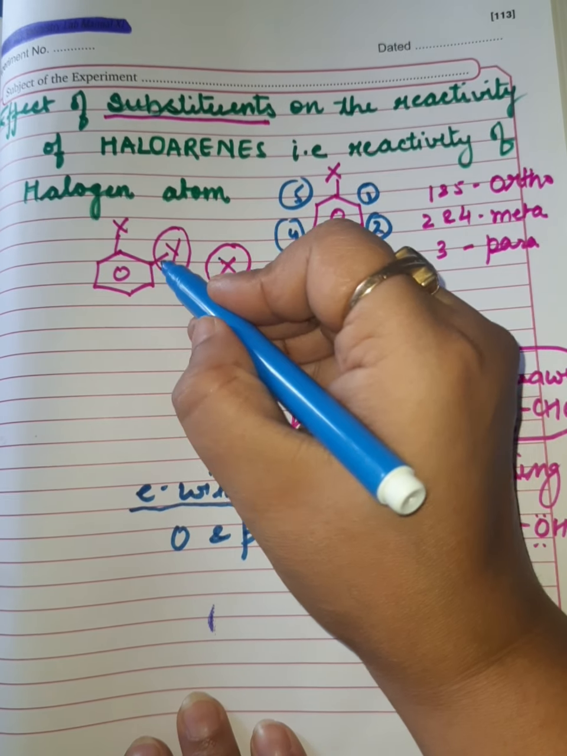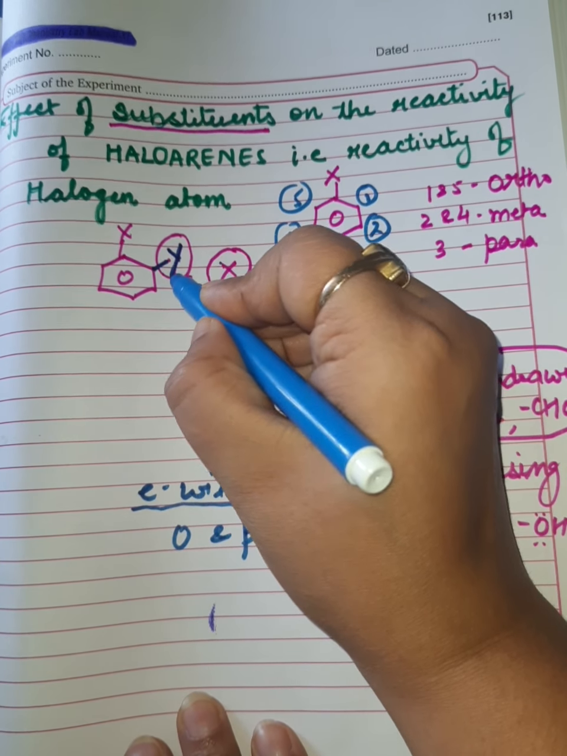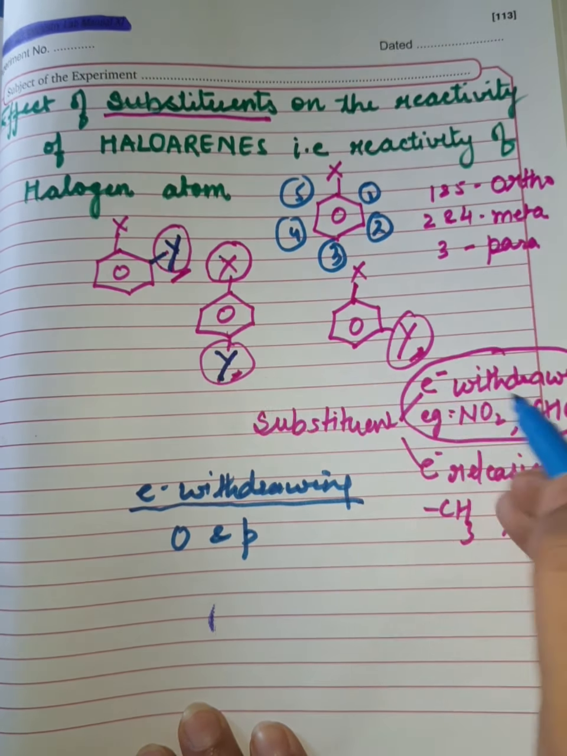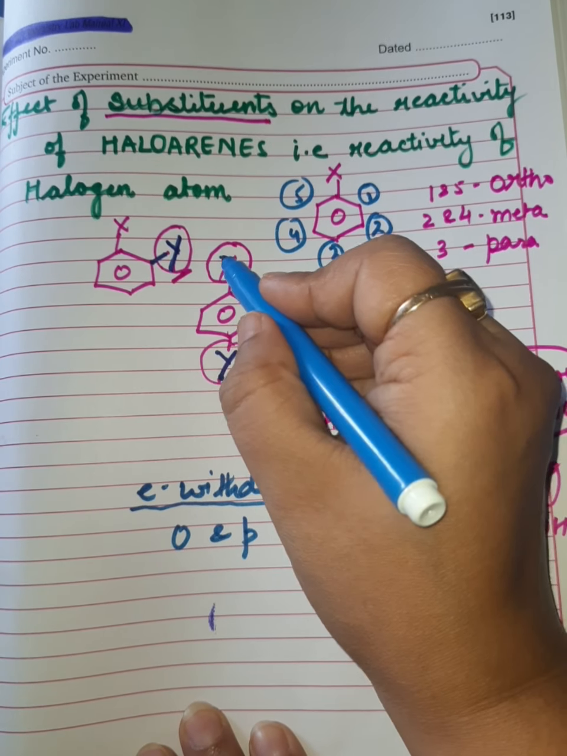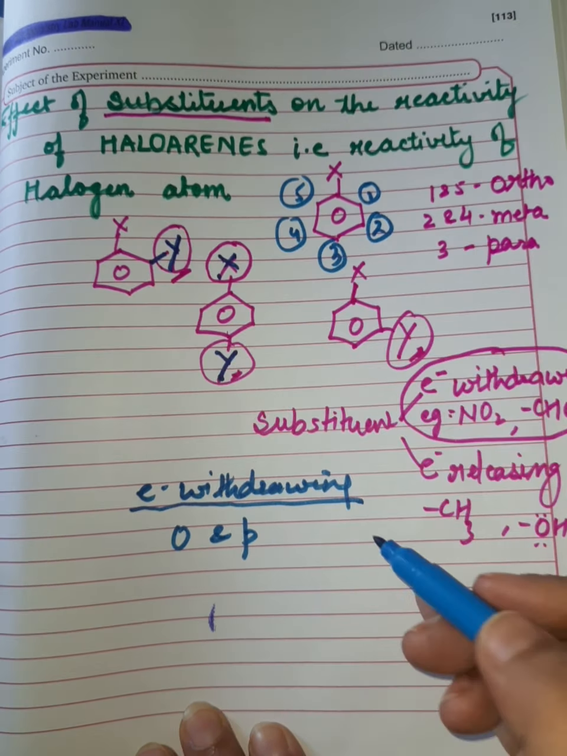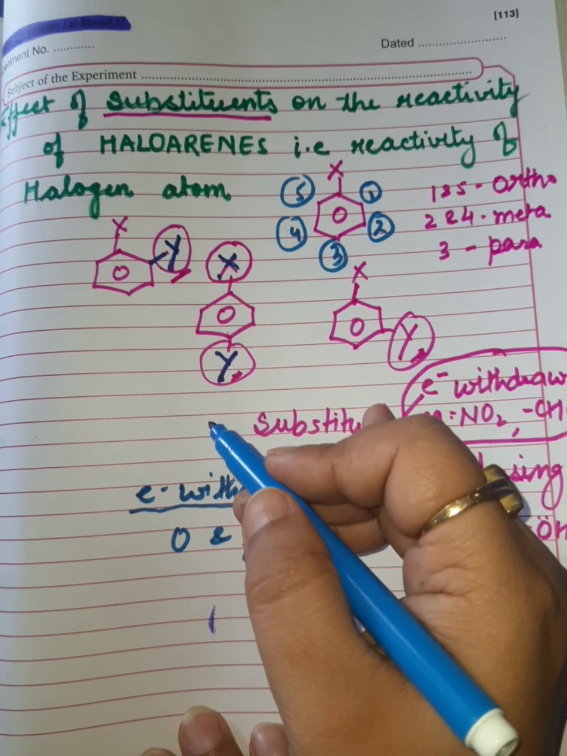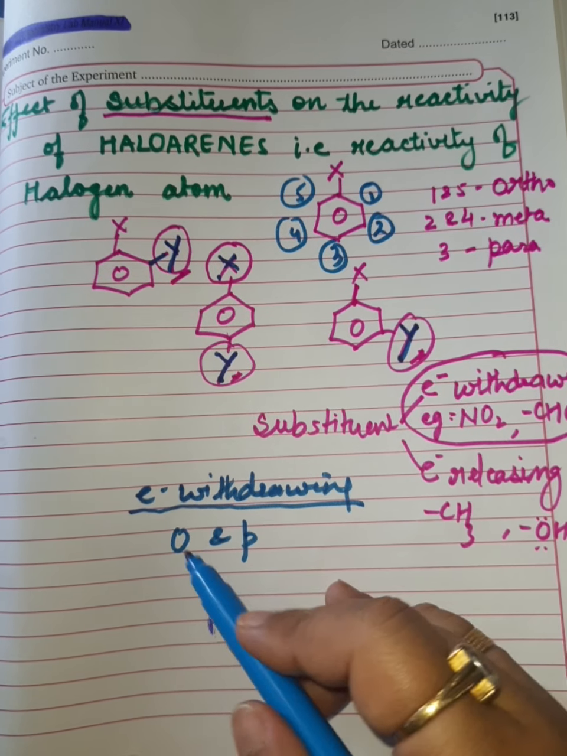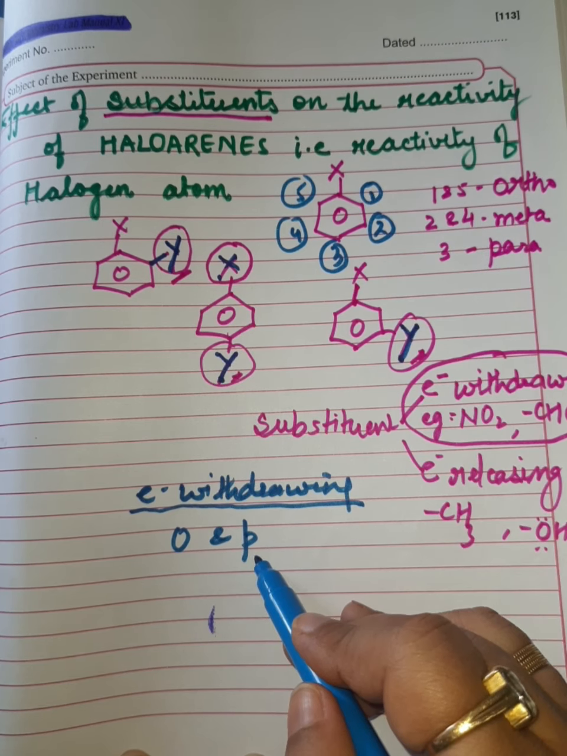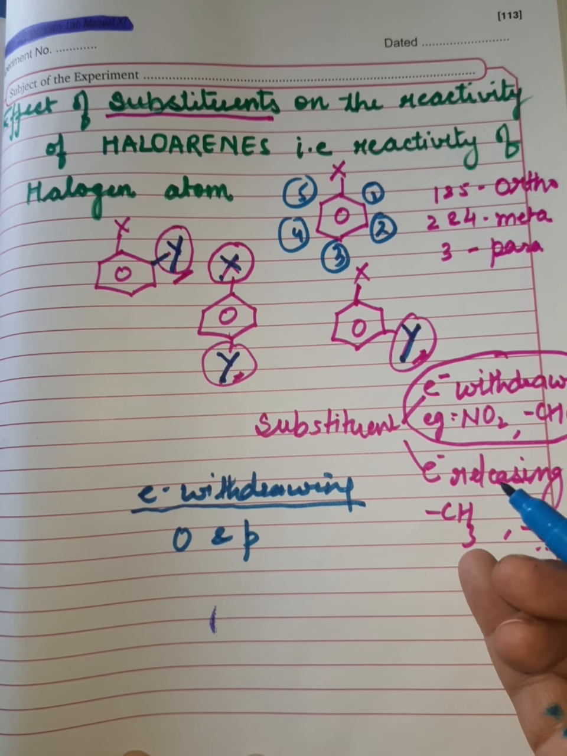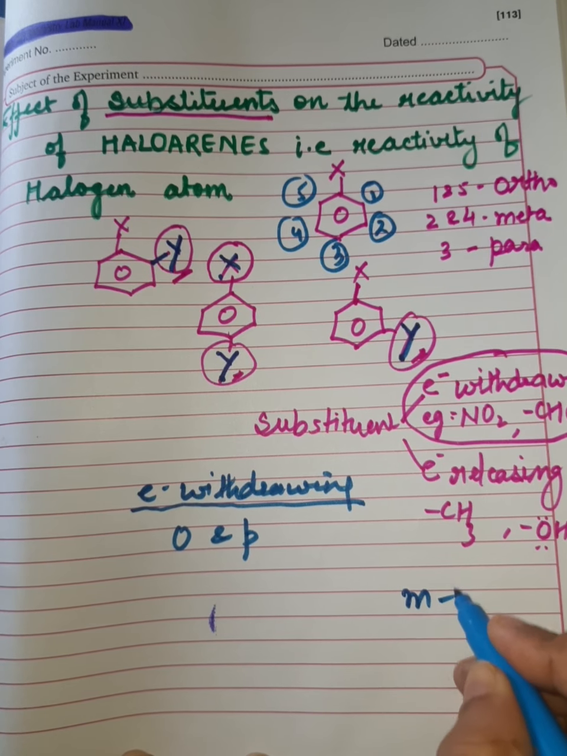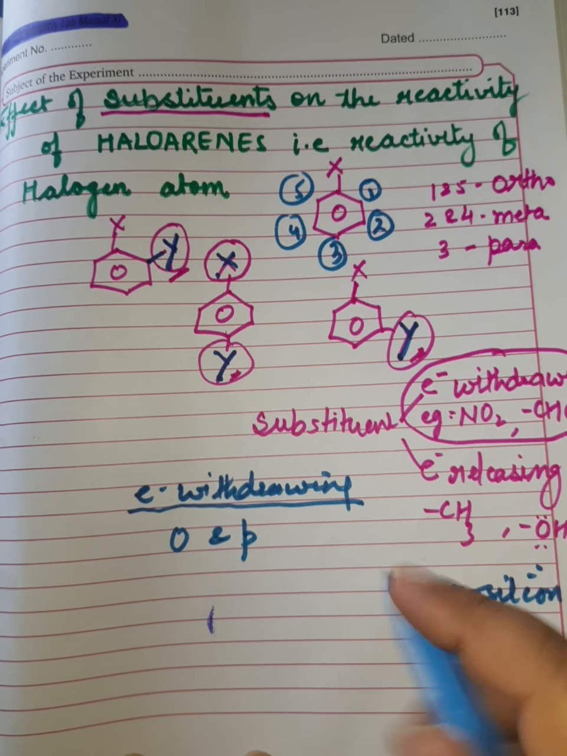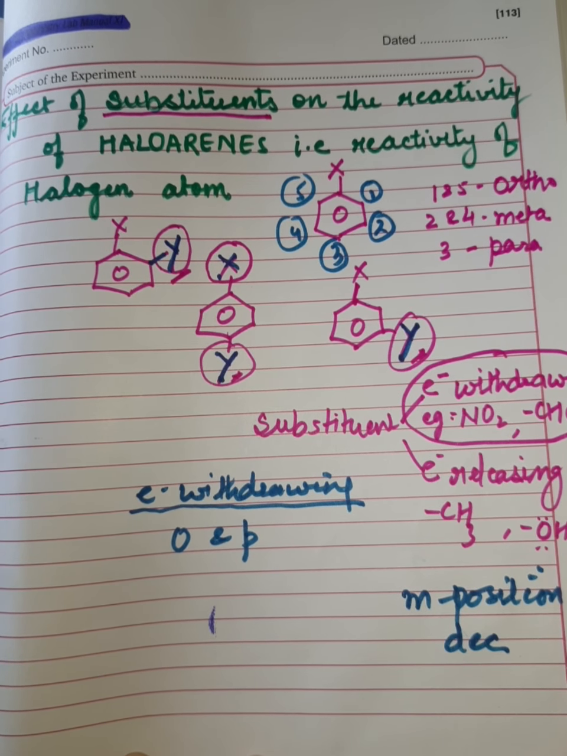Means if this electron withdrawing group substituent is present at ortho or at para position, then the presence of these electron withdrawing groups increases the reactivity of this halogen towards nucleophilic substitution in comparison to the presence of the substituent at meta position. So if an electron withdrawing group is present at ortho and para position, it increases the reactivity of the halogen atom. If it is present at meta position, it decreases the reactivity. Remember it. We can understand this fact with the help of certain chemical equations.